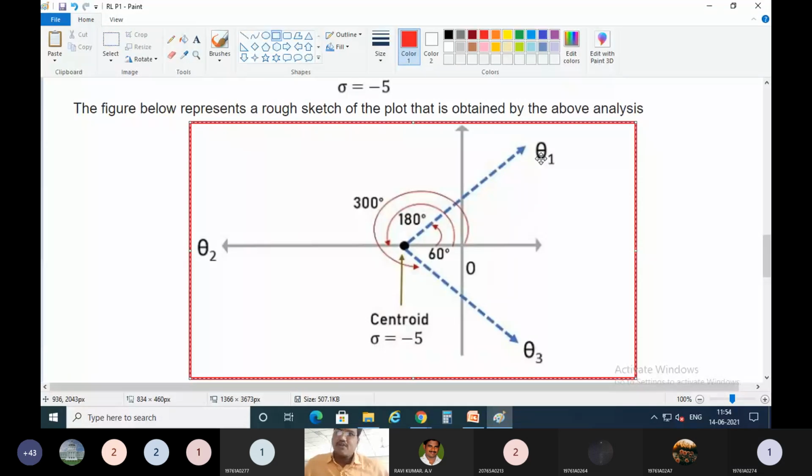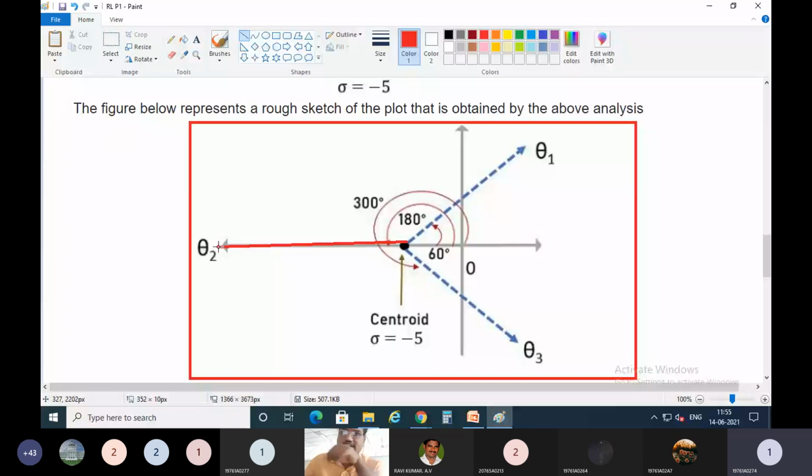So next asymptote, what is the angle of the asymptote? Next 180, sir. So see, I am showing the red mark. So this is theta 1. Am I right? Yes, sir. Red mark. So this is theta 1. Next theta 2. Red mark, all of you observe. This is theta 2.